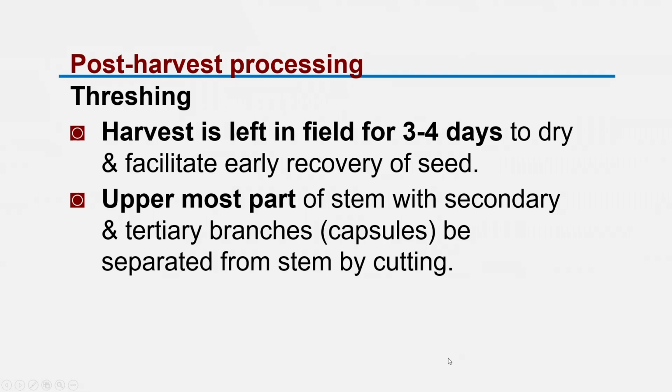Now, post harvest and processing. So, after harvesting, we definitely go for threshing of this crop. Threshing may result in getting the grain or getting the seed from the crop. So, harvest is left in field for 3 to 4 days to dry and facilitate early recovery of the seed. Uppermost part of stem with secondary and tertiary branches along with capsules be separated from stem by the cutting.